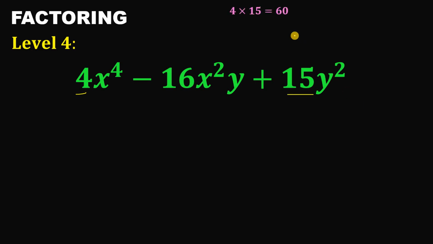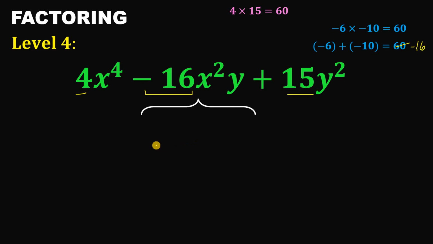Now we think of two numbers that when we multiply, we get 60, and when we add, we get negative 16. And the two numbers are negative 6 and negative 10, because negative 6 plus negative 10 will give us negative 16. Now, we can break this negative 16x squared y with the following. We have negative 6x squared y minus 10x squared y. So we have negative 6 and negative 10, then copy the variable x squared y.